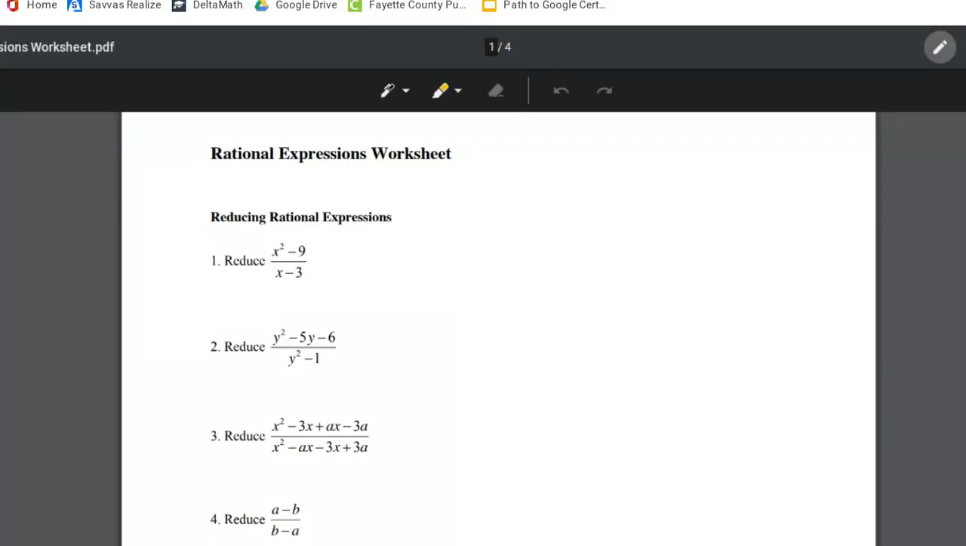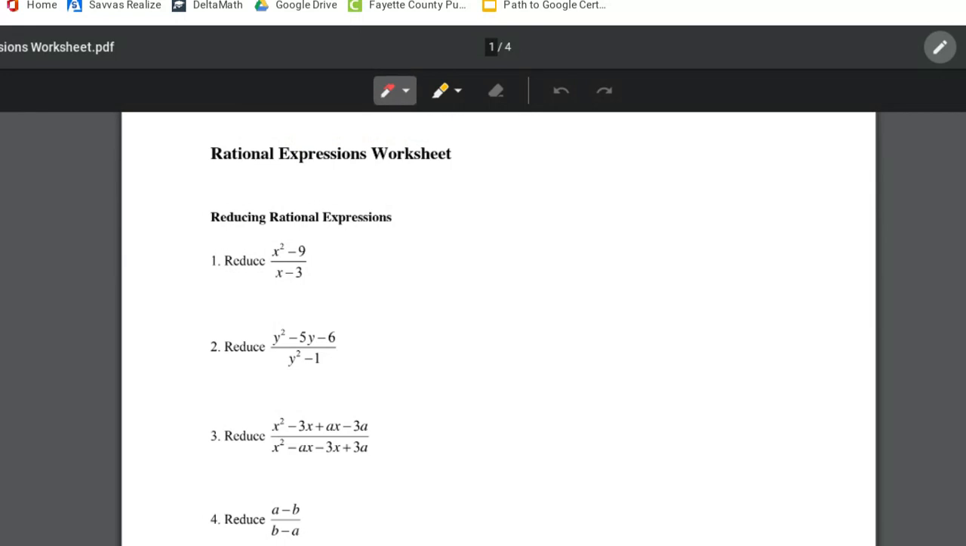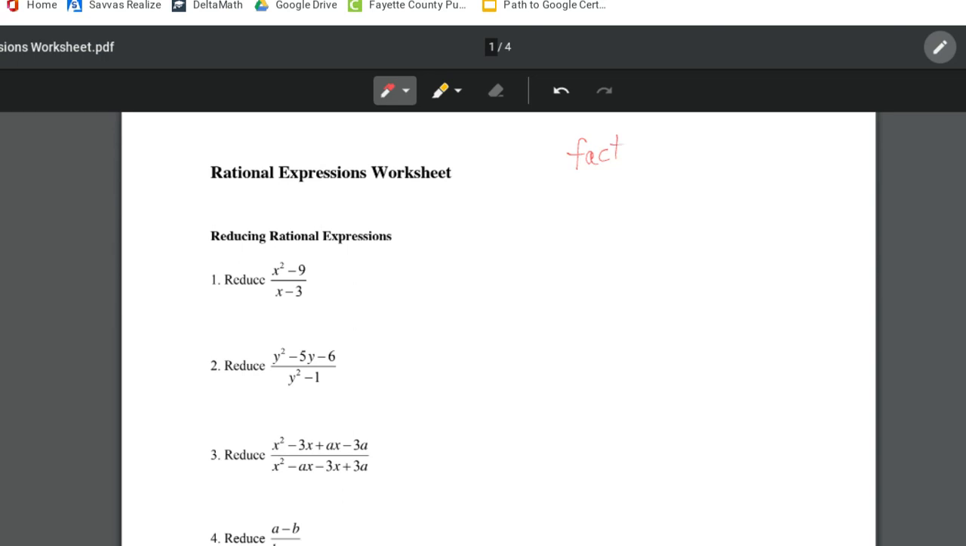And the way that you simplify expressions, there's a big idea here. The big idea for simplifying rational expressions is that you are going to factor the numerator and the denominator. Now we'll abbreviate denominator as denom. So you're going to factor the numerator and denominator. That will be step 1. And then step 2, you're going to divide out common factors.